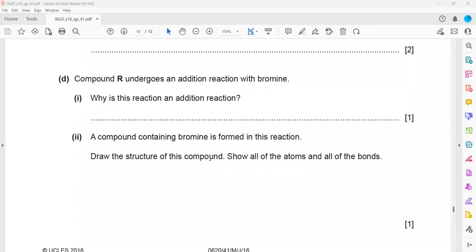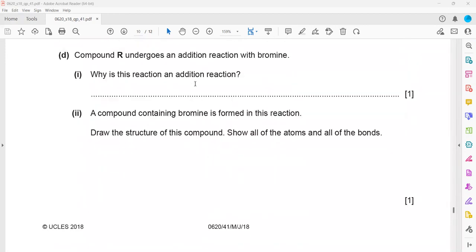Compound R undergoes an addition reaction with bromine. What is the term addition reaction? Addition reaction means those reactions which form only one product. There is no other product formed. We call them addition reactions. Then a compound containing bromine is formed in this reaction. Draw the structure of this compound.